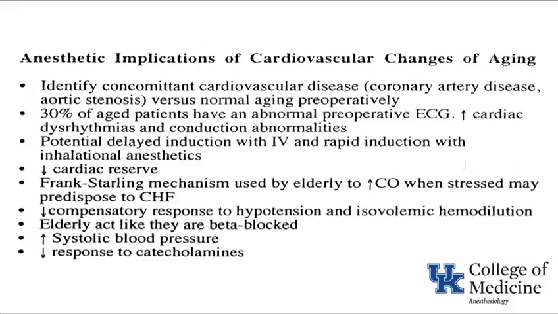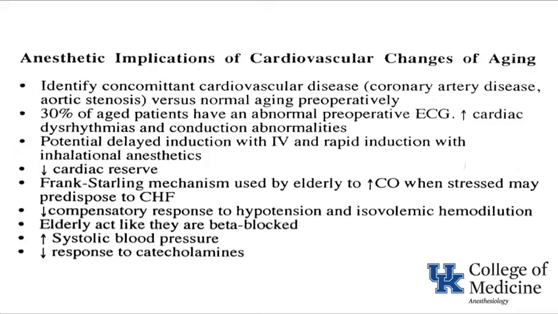So, anesthetic implications, let's put it into context. Identify concomitant cardiovascular diseases in your patient preoperatively. Do they have coronary disease? Do they have aortic stenosis? Versus just normal aging changes. 30% of aged patients have an abnormal, that is, 70% have a normal preoperative electrocardiogram. They can have dysrhythmias and conduction abnormalities. Right bundle branch block is one that we pointed out.